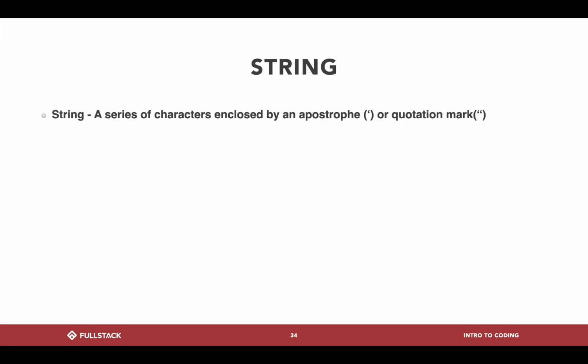Then we have strings, which are a series of characters enclosed by an apostrophe or a quotation mark. So it's a series of letters or maybe symbols that are enclosed by quotation marks or apostrophes. Typically, they're used for words or sentences.